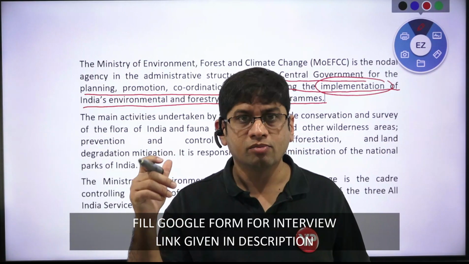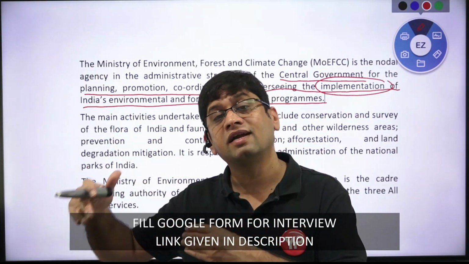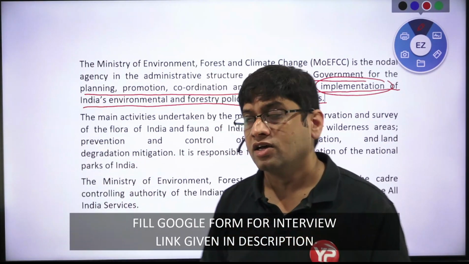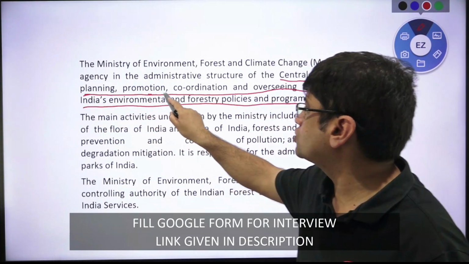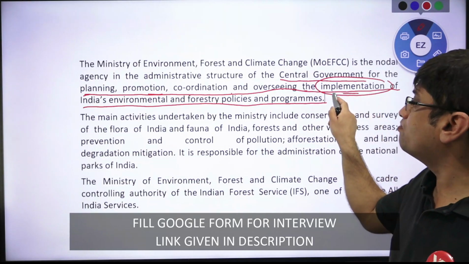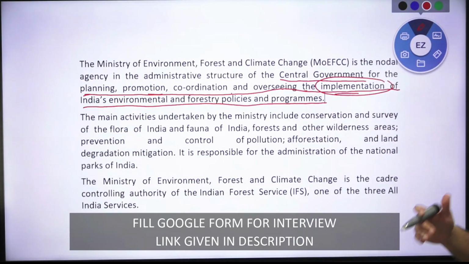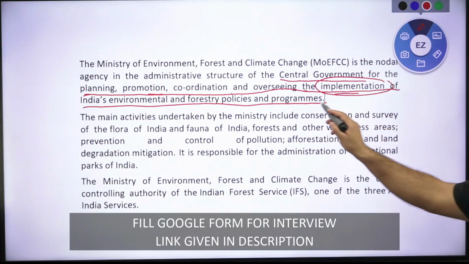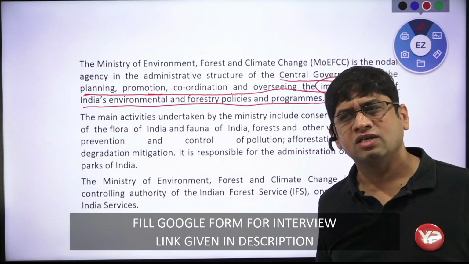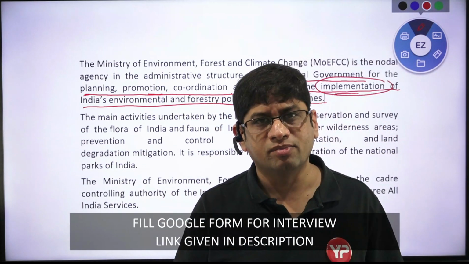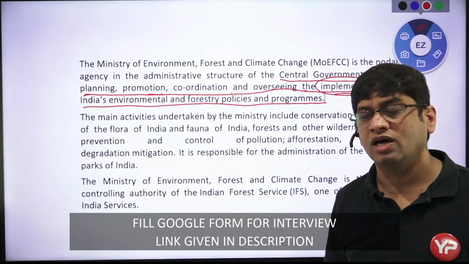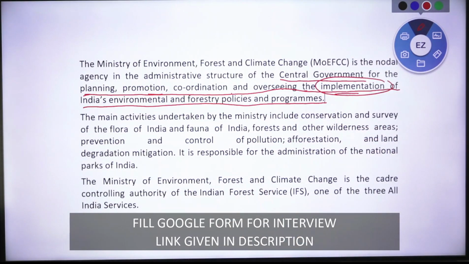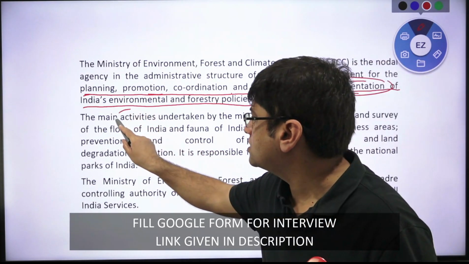But here we are talking about the Ministry of Forest, Environment and Climate Change for the central government. So it is a part of the central government, and what are the main activities? Planning, promotion, coordination, oversee the implementation of India's environment and forest policies. Who makes these policies and laws? Legislature में ये policies वगैरह बनती हैं, and some part the executive also makes, but largely it is from the legislature.